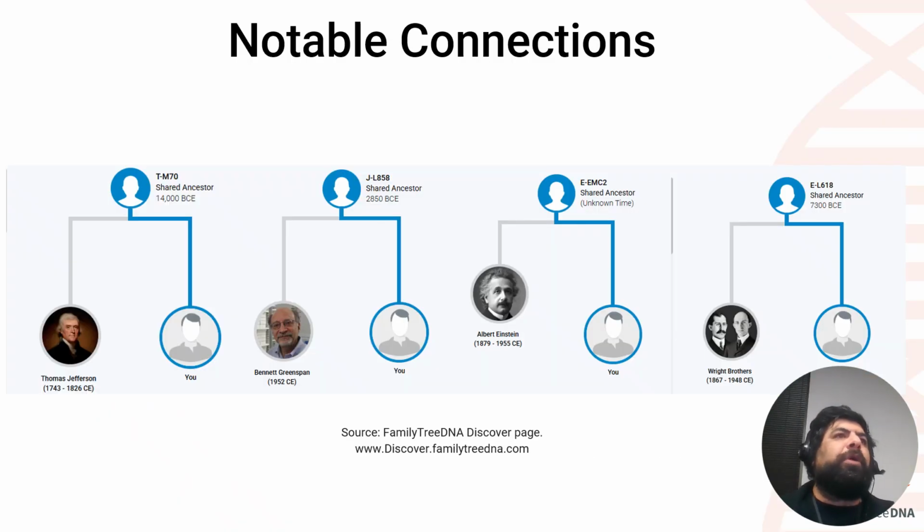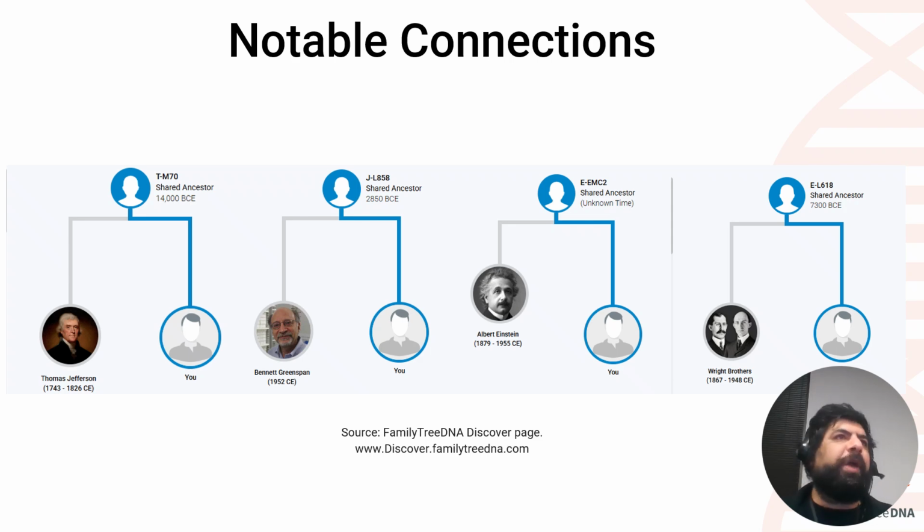And I close this by speaking about notable connections that are actually from these haplogroups. For example, you have Thomas Jefferson. He is at the M70, and he's from one of the branches of TM70. TM70 wasn't discussed by itself, but a branch of TM70 was discussed, and so Thomas Jefferson belongs to that.